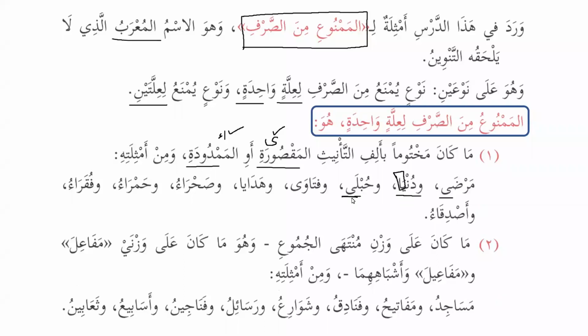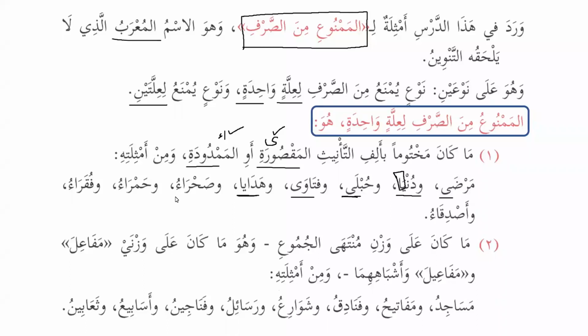And you know the meanings, I'm sure, because we discussed in lesson number 1 in English, and all the meanings were explained over there. For example, marda is the plural of maridun, sick. Dunya means the world. Hubla is used for the pregnant lady. Fatawa is the plural of fatwa, which is the Islamic ruling. Hadaya is the plural of hadiyatun, that is gifts. And hubla, fatawa end with alif maqsura, and hadaya ends with alif al-layyina.